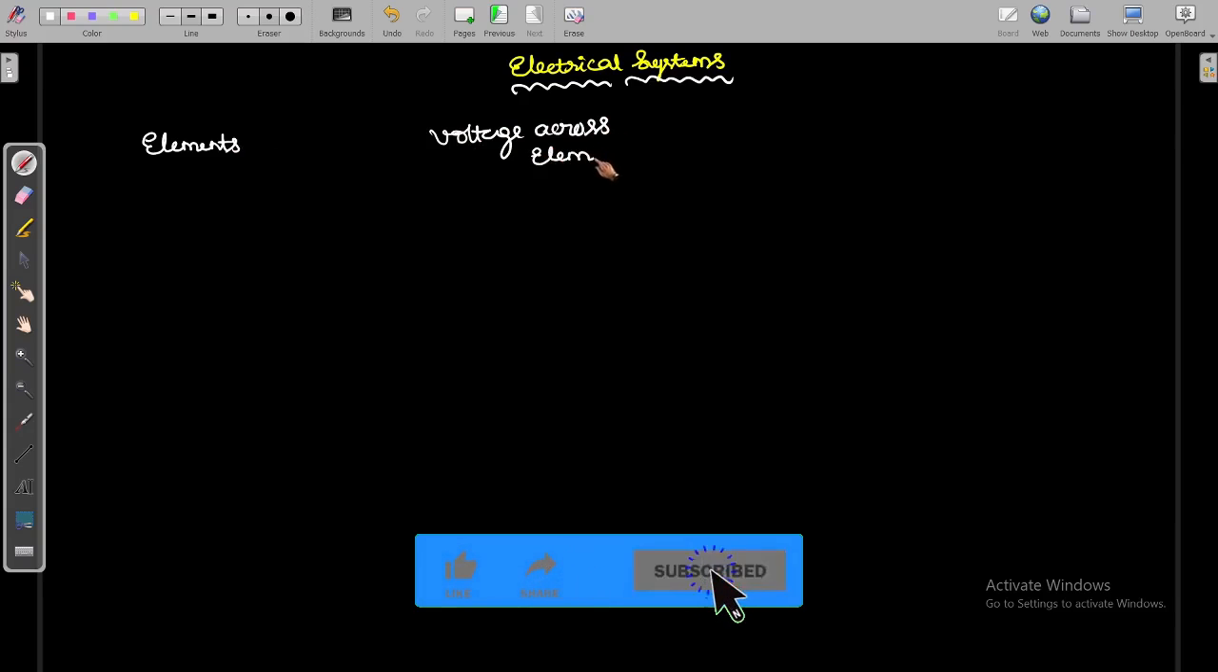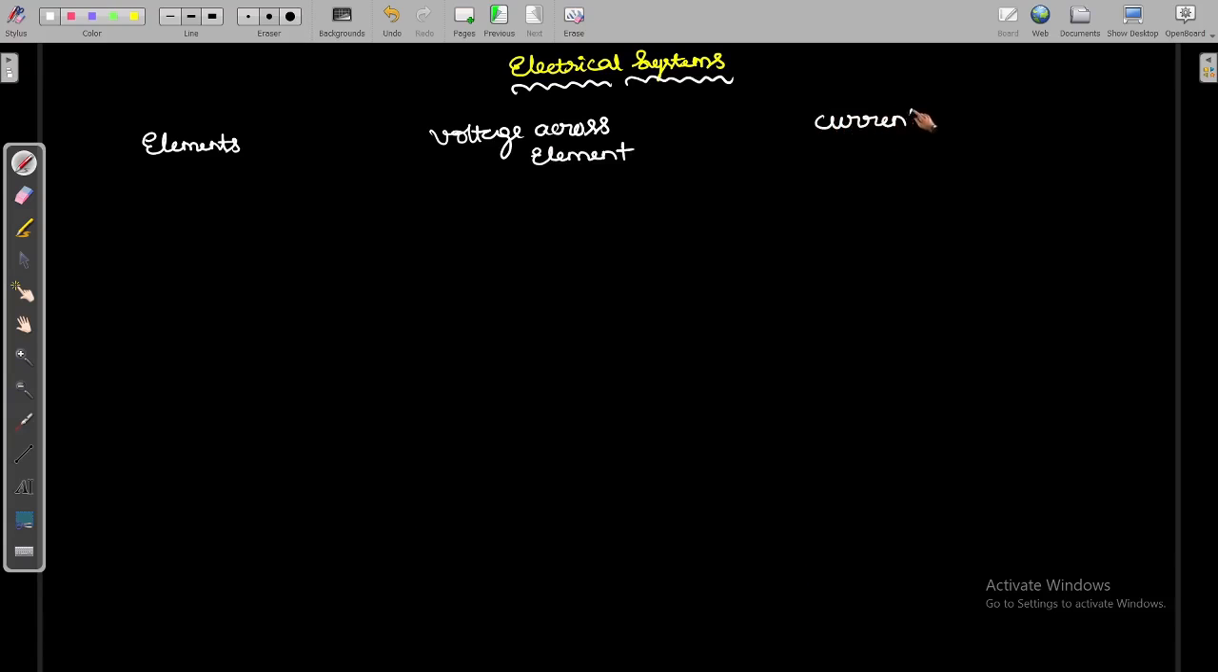Let us consider the elements here: you have the voltage across the element, and another is the current through the element. These are the three things you have to know whenever you are dealing with electrical systems: the elements, the voltage across each element, and the current through each element.